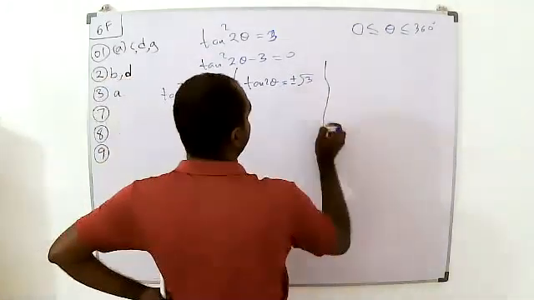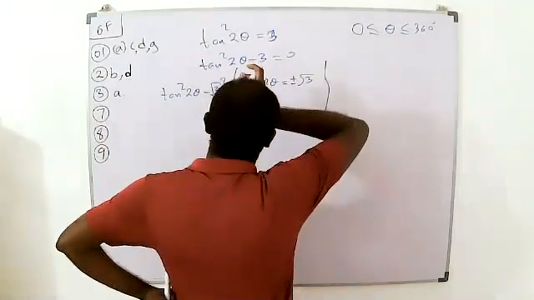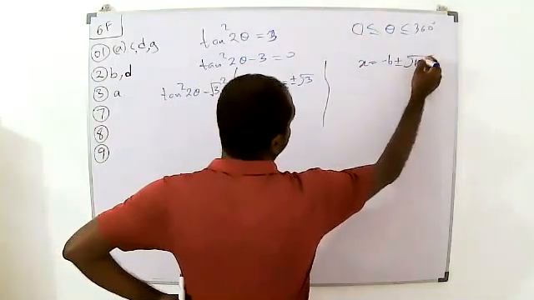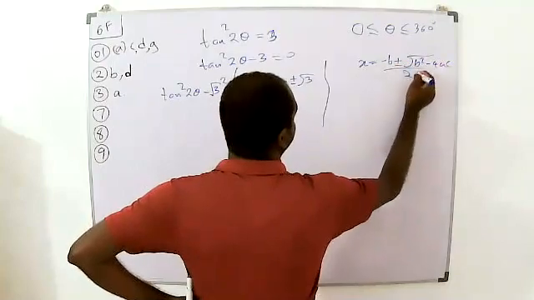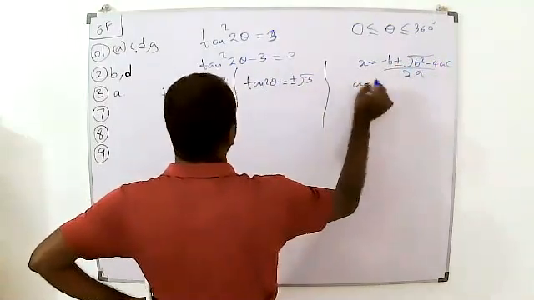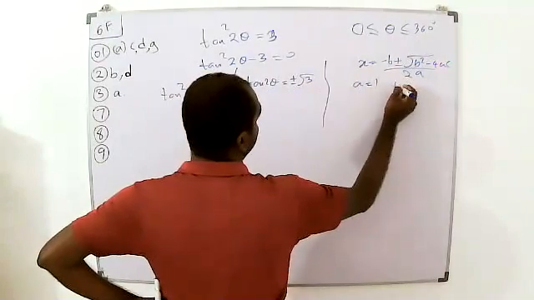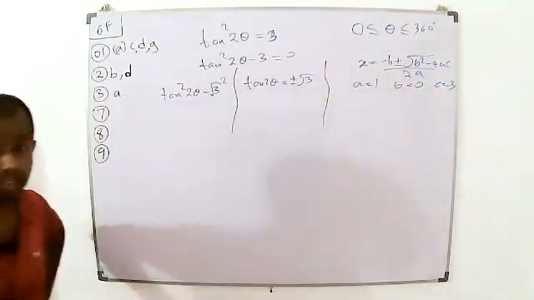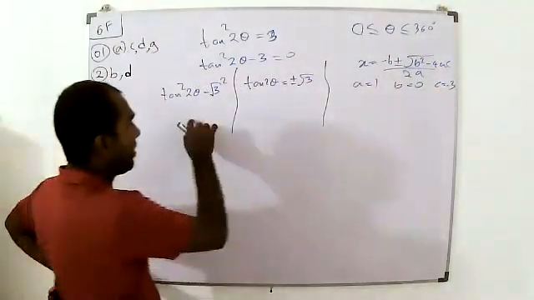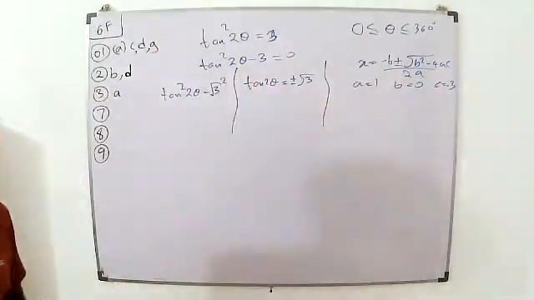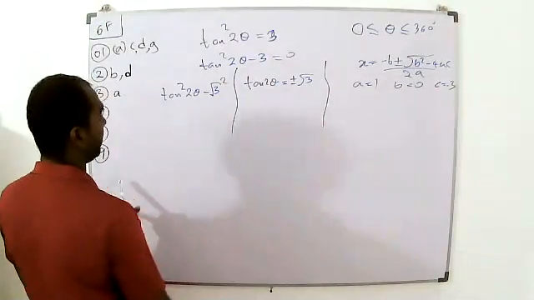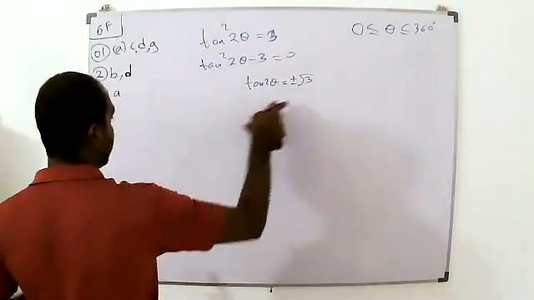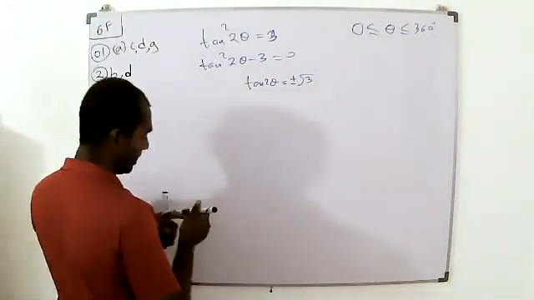And another way, you can use the equation. What equation? You can use x equals minus b plus or minus square root of b squared minus 4ac, divided by 2a. How? a is 1, b is 0 because there is no tan theta term, and c is equal to minus 3. Substituting this, it will be the same. So with any of the three methods you can find tan 2 theta. I will use this middle one. It's the easiest one for this. So tan 2 theta equals plus or minus square root 3.